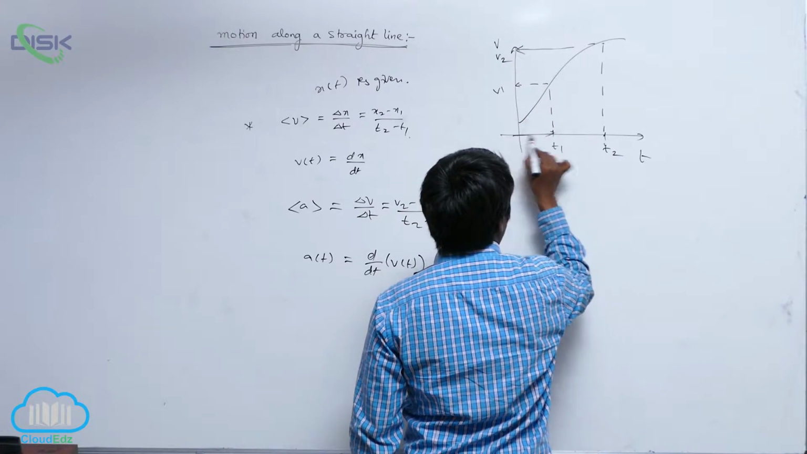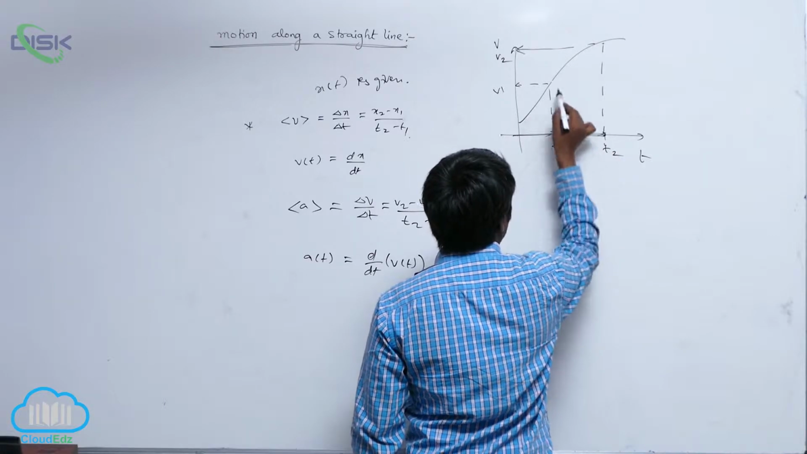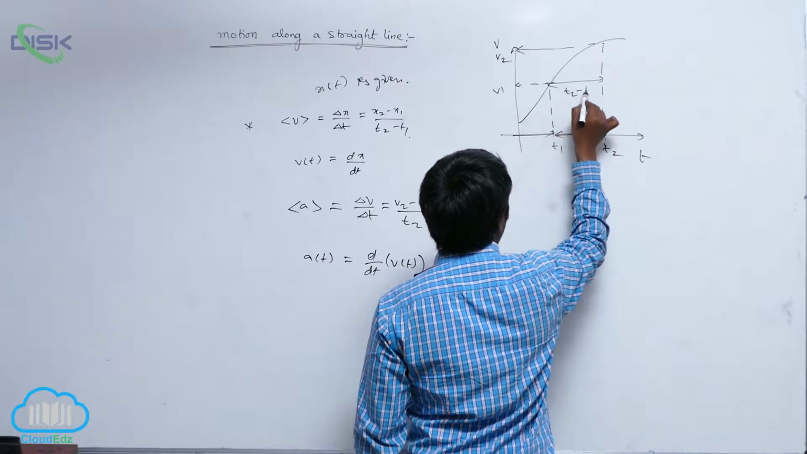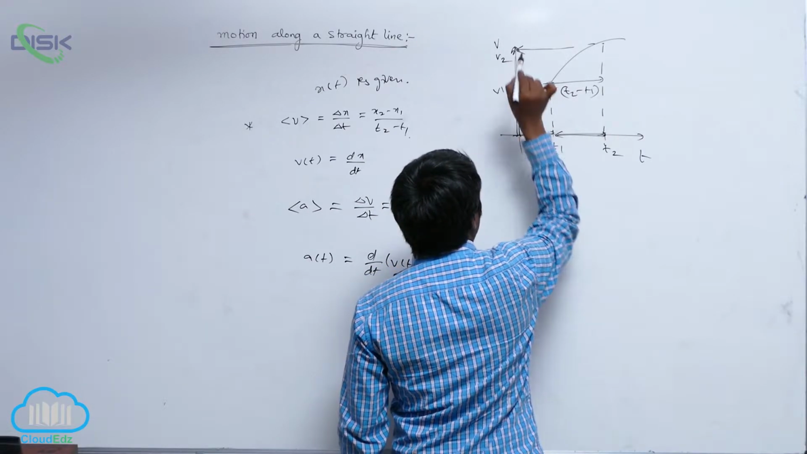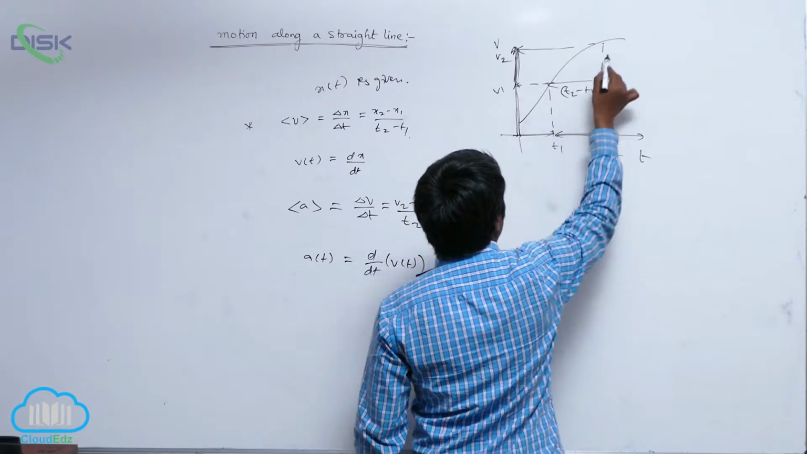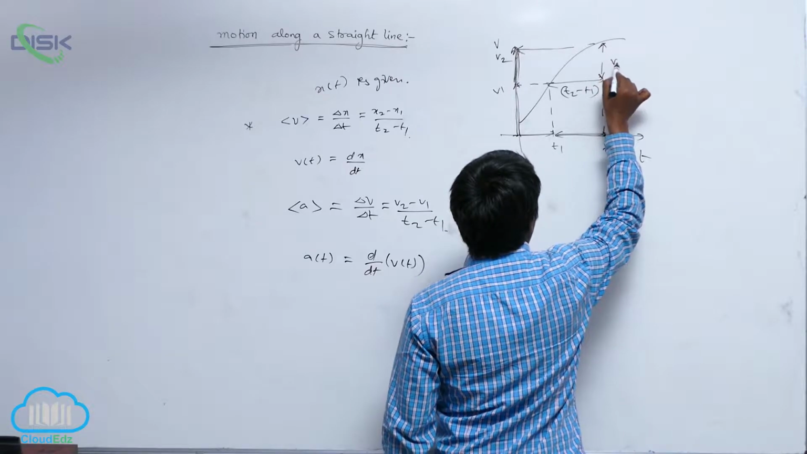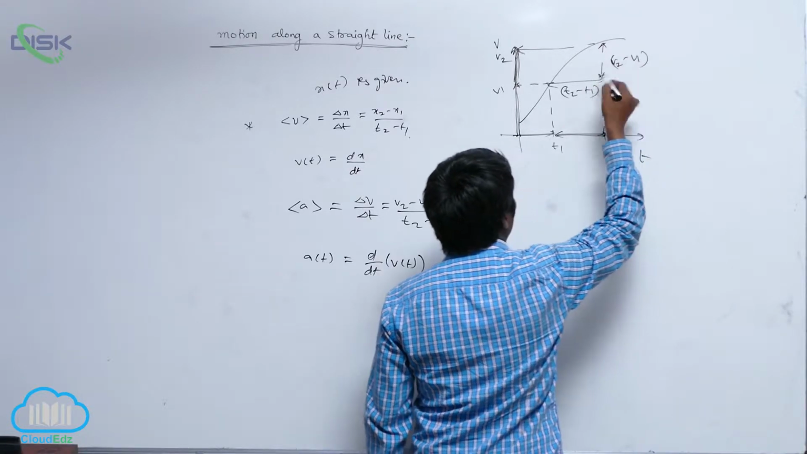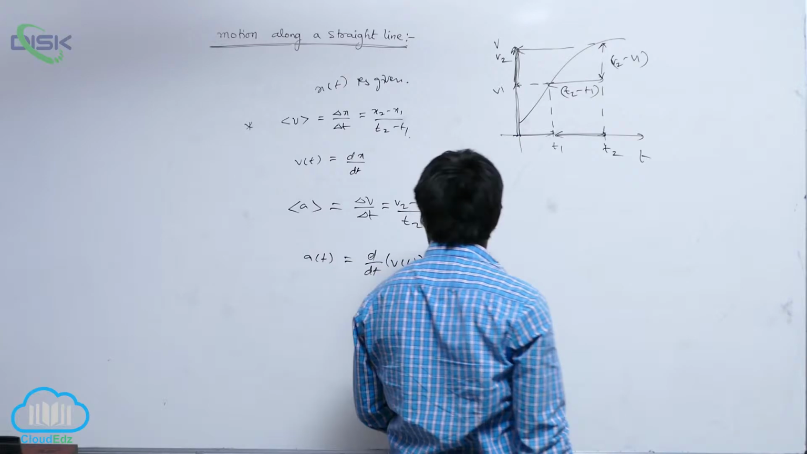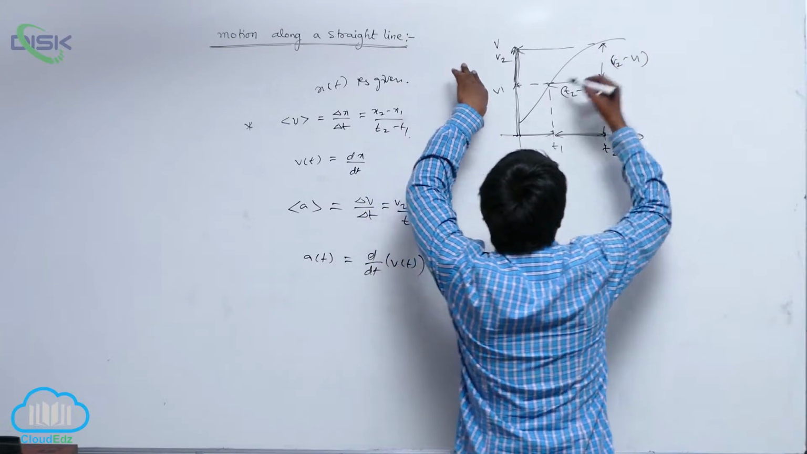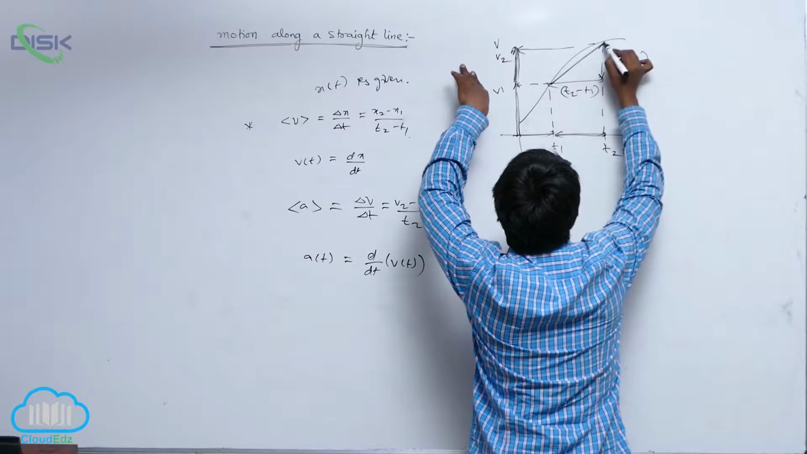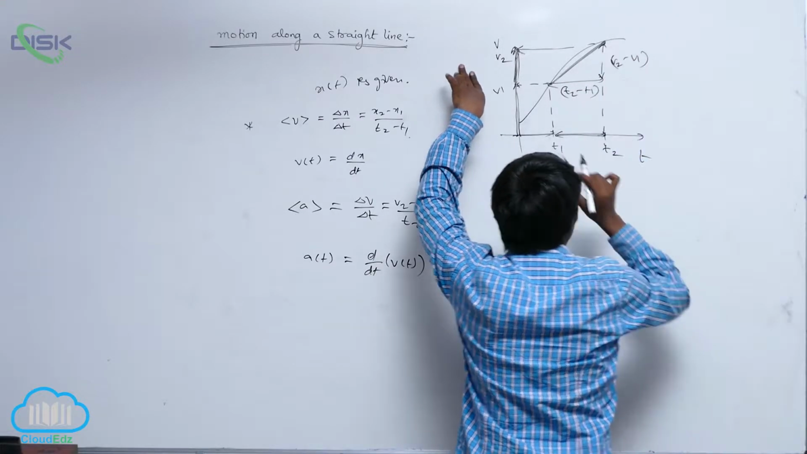So this is t1, this is t2. So this will be t2 minus t1. Also this will be t2 minus t1. Now this will be v1 and this will be v2. So this will be v2 minus v1. So this is also equal to v2 minus v1. So if you do v2 minus v1 by t2 minus t1, that is equal to average acceleration from the definition, or this is also equal to the slope of the line joining these 2 points.